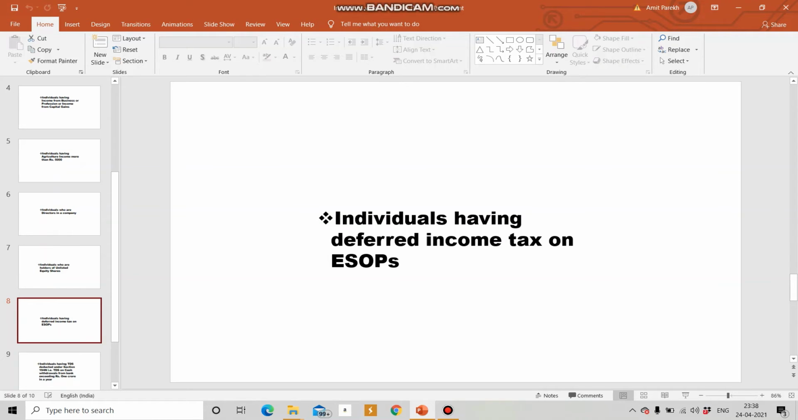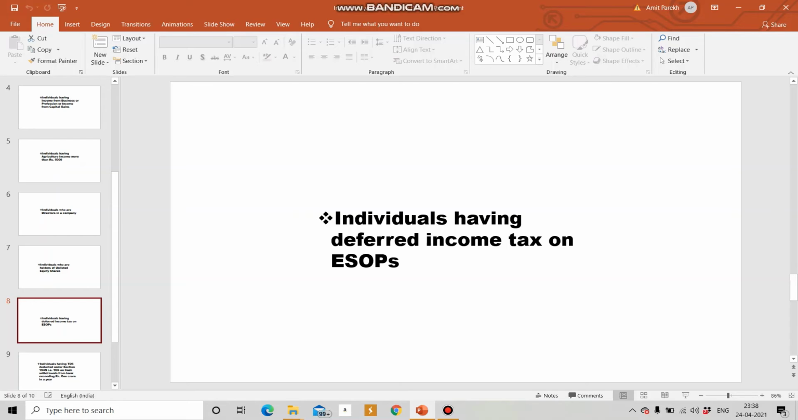Next comes individuals having deferred income tax on ESOPs. This is a very important point which has been brought in from this assessment year only. ESOP means employee stock option plan. Employees who are performing well receive ESOPs as an incentive from their employers, that is equity shares. When they receive them, they have an option either to avail or not to avail the ESOPs, that is either to take the equity shares or not.